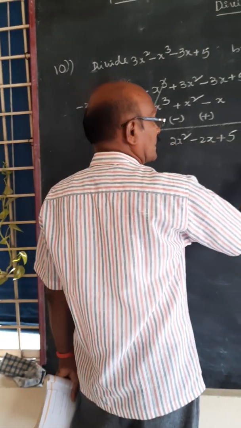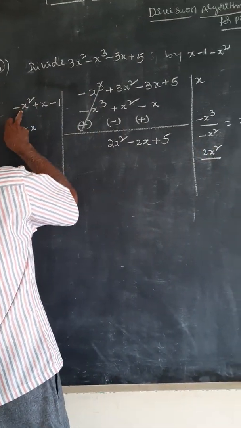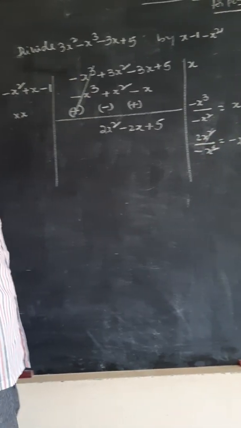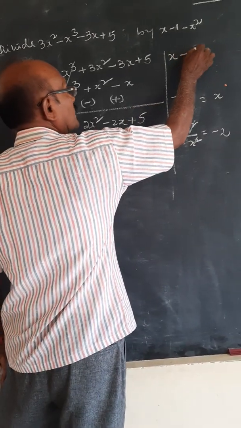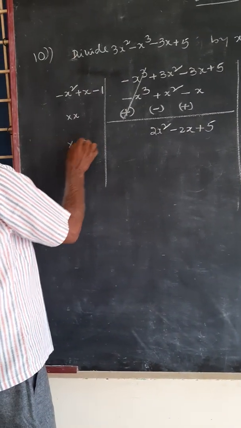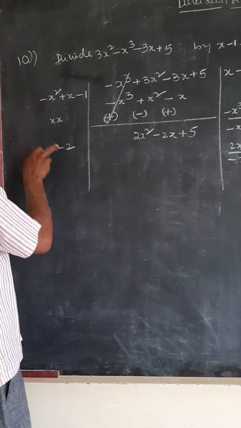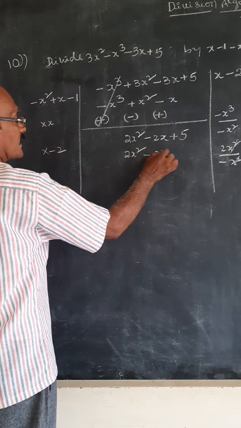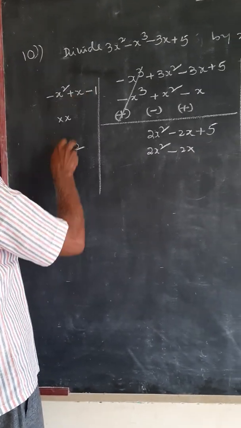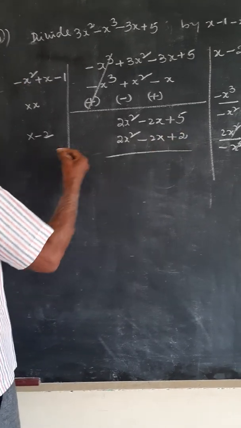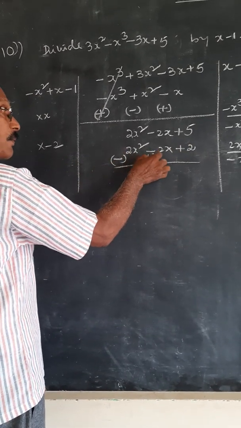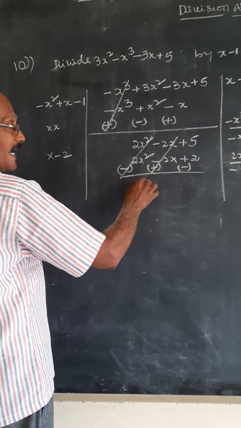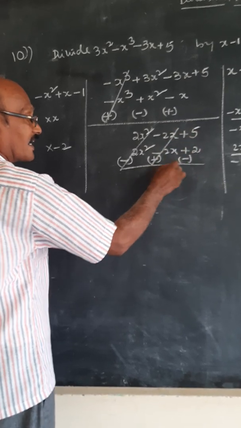Step 2. The first term 2x square, divide it with minus x square. So x square cancels. The quotient is minus 2. Write the quotient as minus 2 and multiply minus 2 with the divisor. Minus into minus plus 2x square, minus 2 into x minus 2x, minus into minus plus 2, ones are 2. Subtraction: minus plus minus cancel. Minus 2x plus 2x cancel. 5 minus 2, 3 is the remainder.